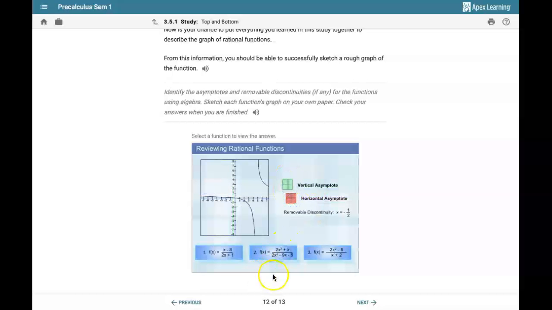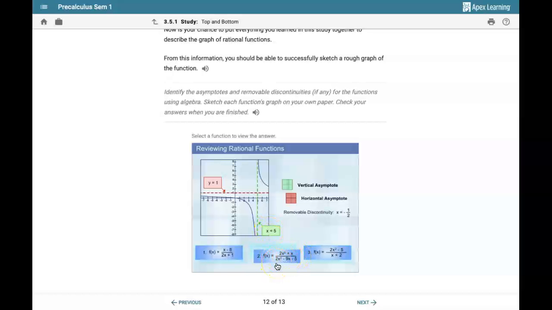Looking at my next function here, I've got a polynomial expression on the bottom and a polynomial expression on top. If I do the horizontal asymptote first, since I've got x squared over x squared, it's 2 over 2. My horizontal asymptote is going to be at 1. Then my vertical asymptote is going to be at x equals 5, because at x equals 5, that's what's going to make this denominator equal to 0.